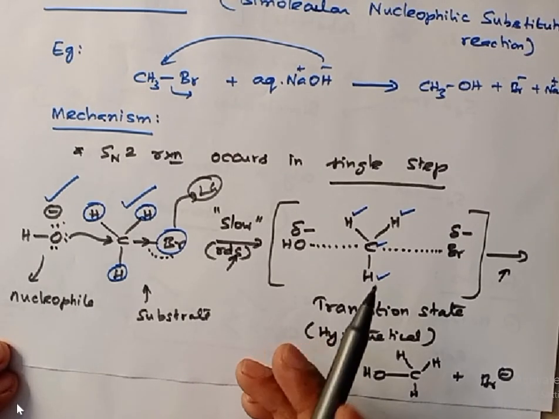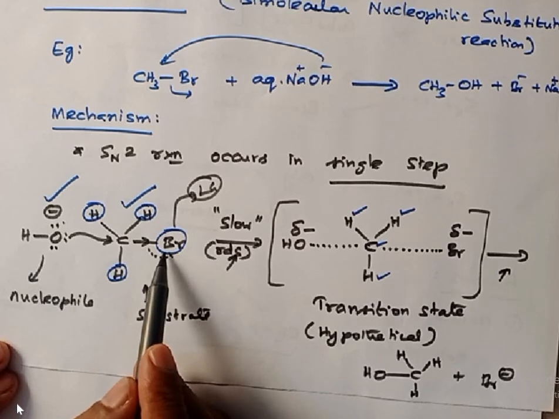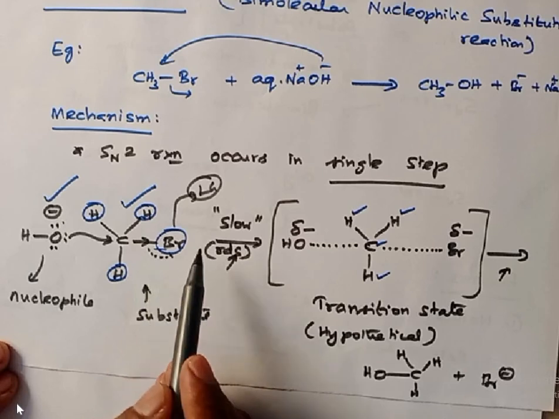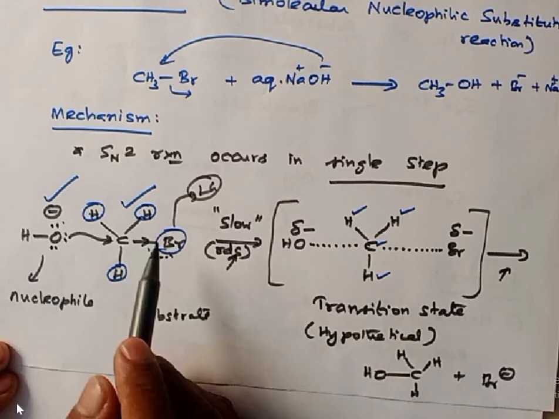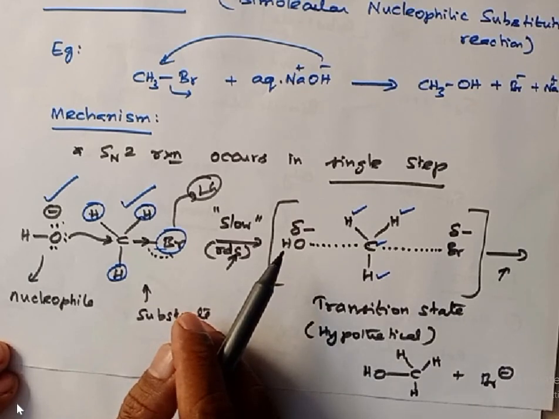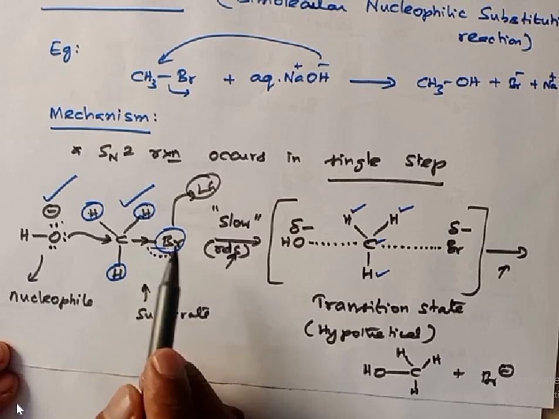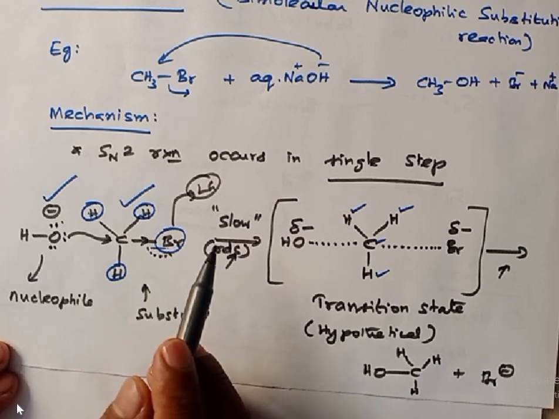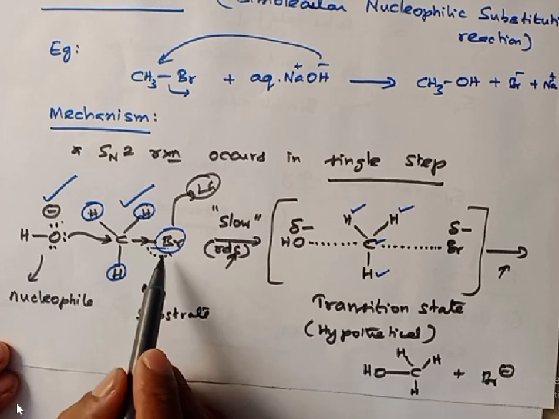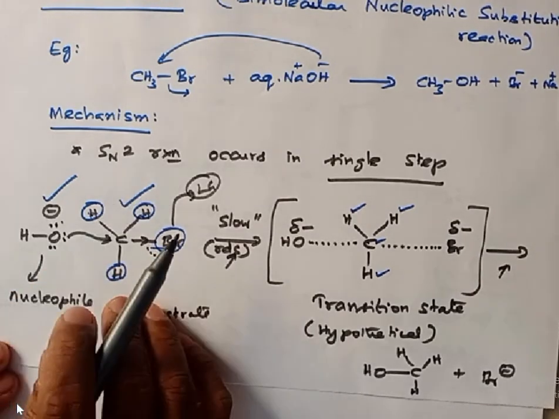Students, can you answer this question? Suppose the leaving group is a poor leaving group. The leaving group should depart easily. If it is a poor leaving group, it won't come out. Then what will happen? Students, turn on your camera. Suppose the leaving group is a poor leaving group, then the rate will decrease. The rate of the reaction decreases.